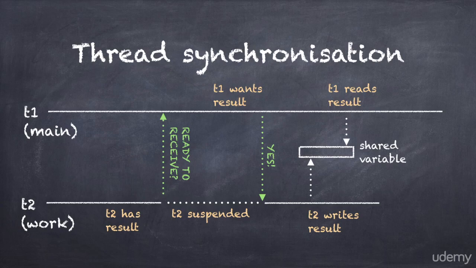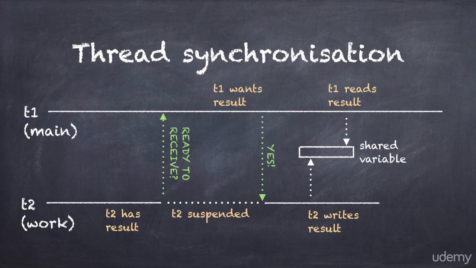The main program thread enters its own loop, and just before reading the shared variable, it sends a signal to the work thread. "Yes, I am ready to receive data." The work thread receives the signal, unsuspends itself, and writes the first result into the shared variable. The main program thread then reads the result from the variable, and the cycle continues in the next loop iteration.